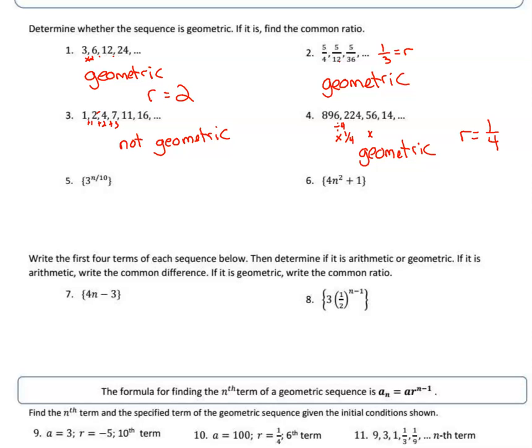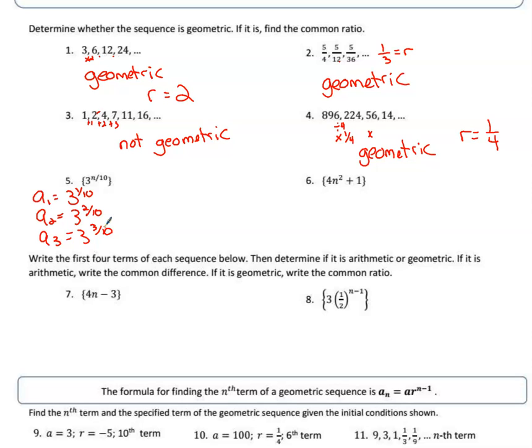Let's look at number 5. Well, number 5, they told us what the pattern's doing, but they didn't give us the first term. So let's figure out the first term. So the first term would be 3 to the 1/10. The second term, n becomes 2, so it's 3 to the 2/10. The third term is 3 to the 3/10. And then that pattern continues.